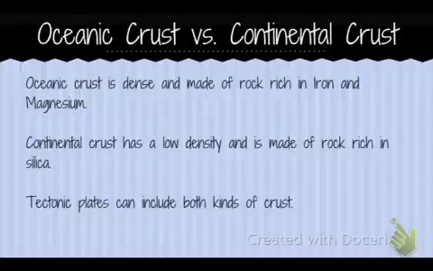So the oceanic crust is dense, and it's made up of rock that is rich in iron and magnesium. It's not thicker as in distance, but in density, so it's much more compact. The continental crust has a low density, so it's much looser, and is made of rock rich in silica. Silica is a very light element.